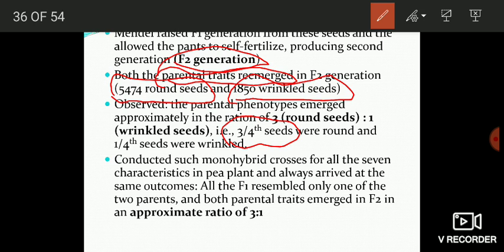Then he conducted such monohybrid crosses for all the 7 characteristics in peas and always arrived at the same outcomes. All the F1 resembled only one of the two parents, and both the parental traits re-emerged in the F2 generation in an approximate ratio of 3:1. He repeated these crosses for all the 7 characters and obtained the same results. The ratio of 3:1 in the F2 generation.